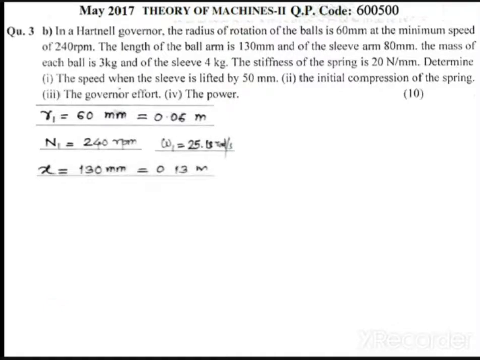See, here I have found out omega 1 also. Now I think this is needless to explain that omega is equal to 2 pi N by 60. So if you know N1 you will get omega 1. If you know omega 1 you will get N1. Okay, so X. What is Y? Length of the sleeve arm.